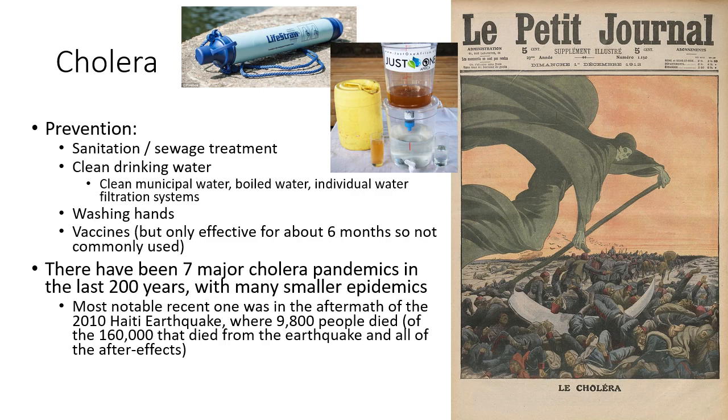Another example is shown here in the middle, where we have a filtration system that is doing the same thing but on a larger scale with very small micron filters and making clean water down at the bottom. You guys don't need to know the history behind cholera, but there have been 7 major cholera pandemics in the last 200 years. So when we're talking about a pandemic, we're talking about a global epidemic. There have been many smaller epidemics as well, but just in the last 200 years, there have been 7 major cholera pandemics.